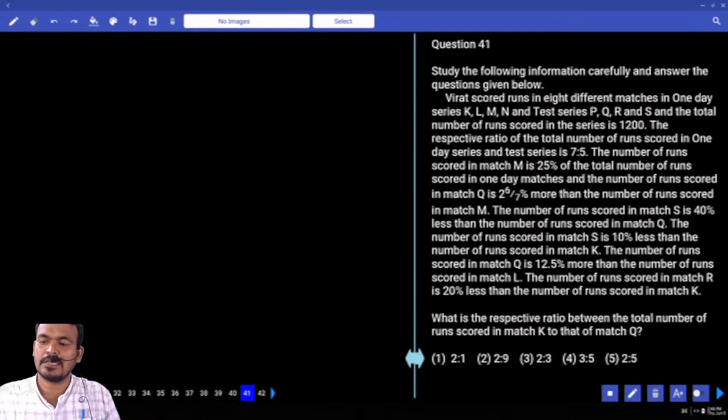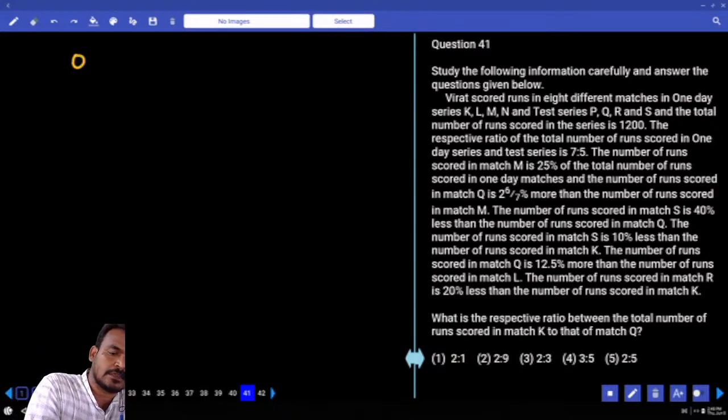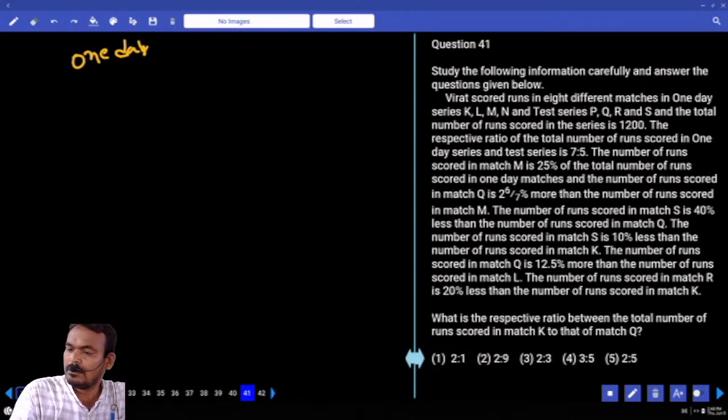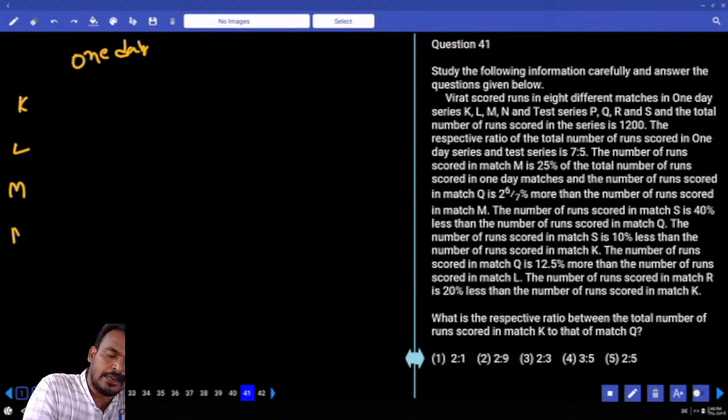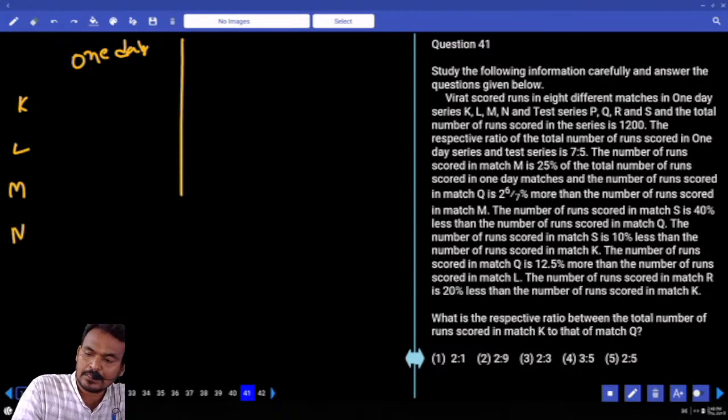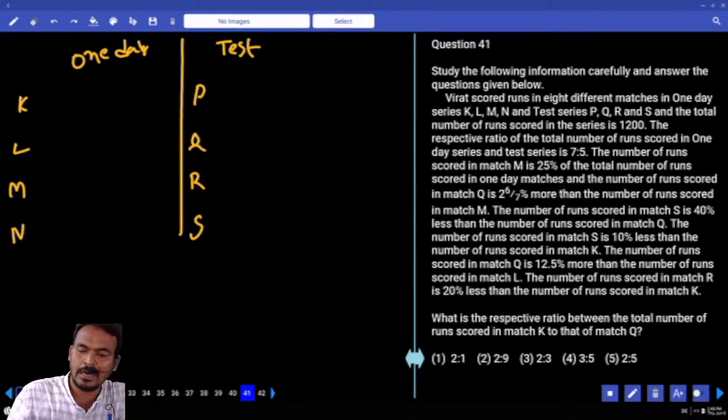Virat scored runs in 8 different matches. In the ODI series, a one day series, the matches are K, L, M and N. Next, the test series. What are the test series matches given? P, Q, R, S.